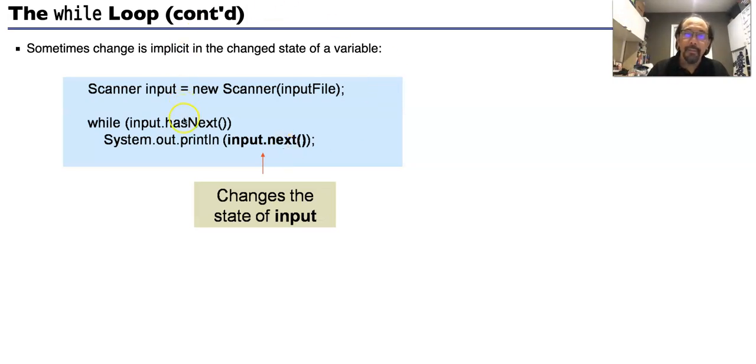And then we come back up here to see if there's more. And this just loops around. You notice that it's not obvious that it's changing, but it is, because the next method will at some point cause the hasNext to be false.